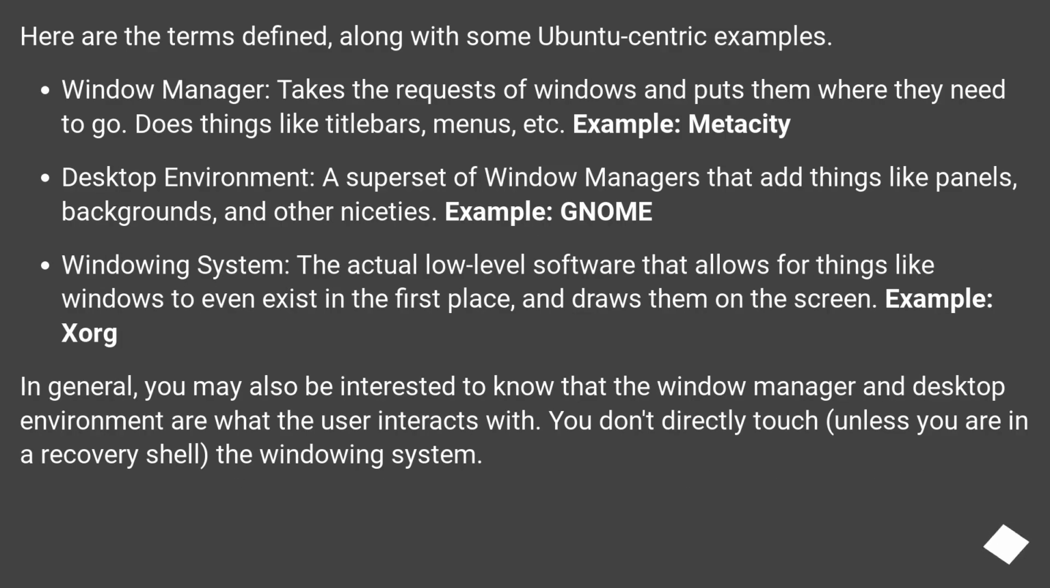Here are the terms defined, along with some Ubuntu-centric examples. Window Manager takes the requests of windows and puts them where they need to go. Does things like title bars, menus, etc. Example, Metacity. Desktop Environment, a superset of window managers that add things like panels, backgrounds, and other niceties. Example, GNOME. Windowing System, the actual low-level software that allows for things like windows to even exist in the first place, and draws them on the screen. Example, Xorg.